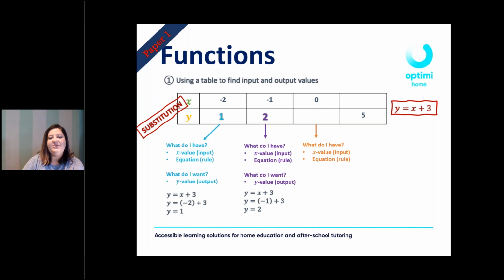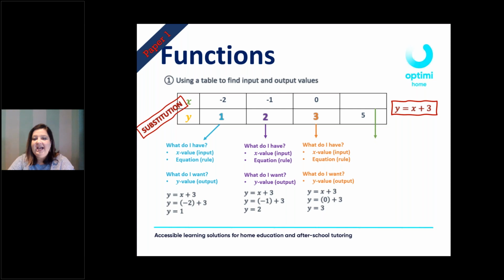I have my x value, I have my equation, y value. So I'm going to substitute my x value into the equation and find that y is 3. So the next one is a bit different. Now they give me the output value and I need to find my input value.